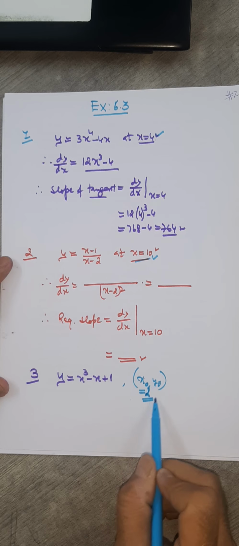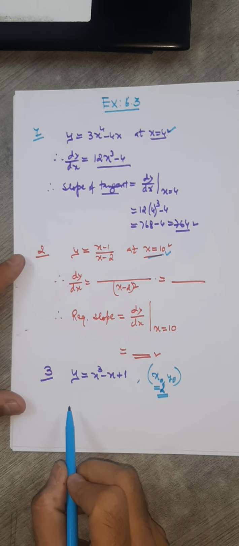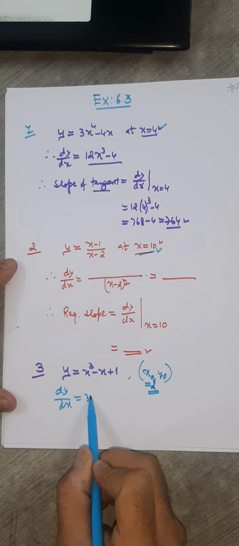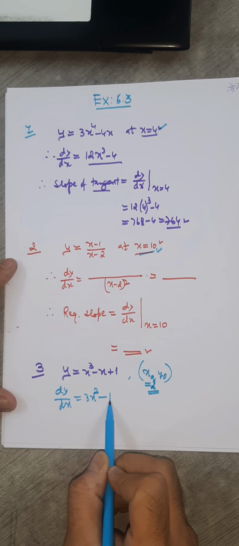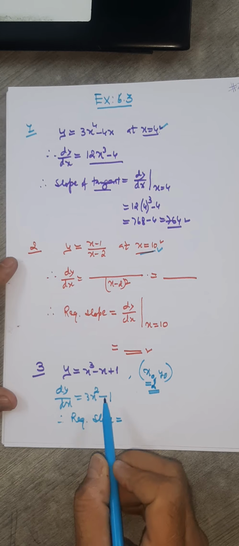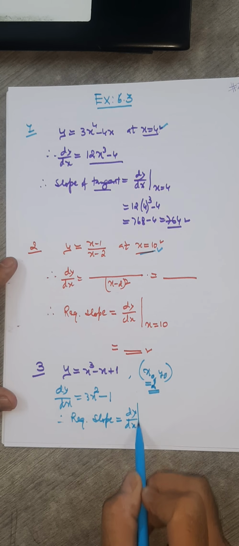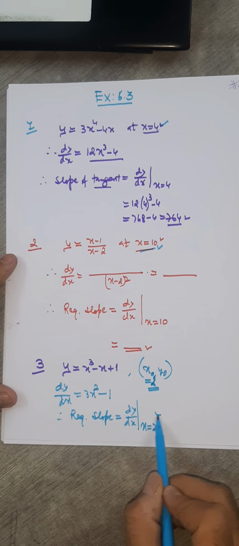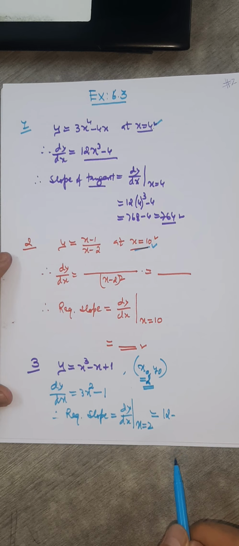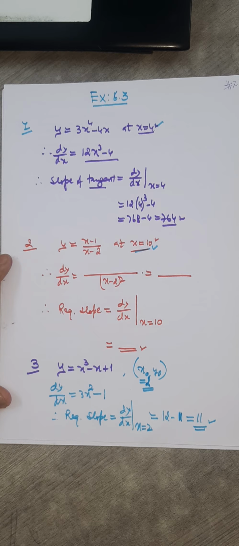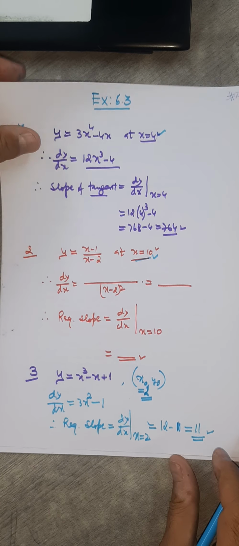At the point where x coordinate is 2, that means x is 2. So what you need to do? Get the dy by dx like previous 2 questions. It's very simple here, 3x squared minus 1. And therefore required slope of tangent obviously, which is dy by dx, at which place? At x equals to 2. This is given to you. So put 2 here, so 12 minus 1, so it would be here 11. Finished. Right? This much only. We have just used everywhere the slope of the tangent equals to dy by dx.